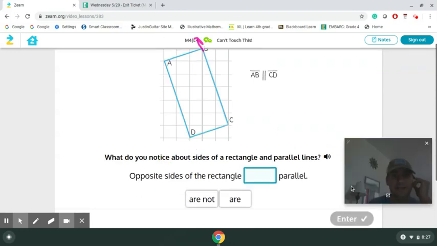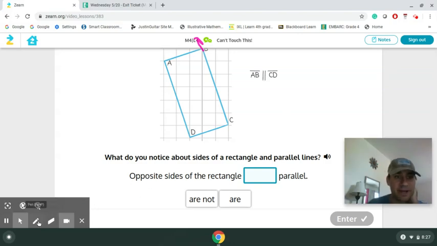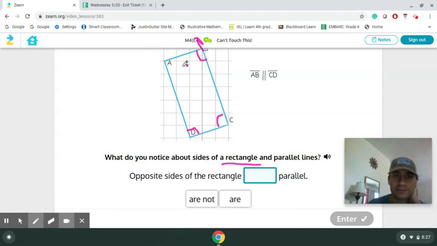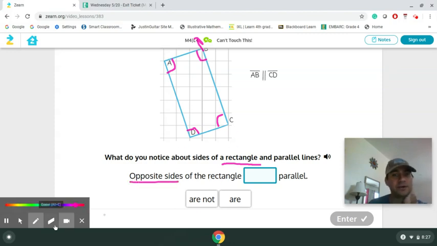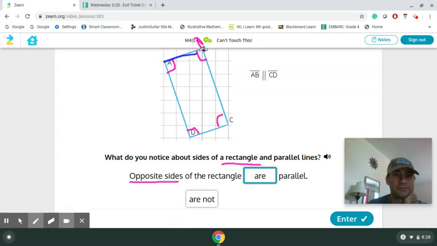What do you notice about the sides of a rectangle and parallel lines? So we have a rectangle here. It's a rectangle because it has 4 right angles. Opposite sides of a rectangle are parallel. Opposite sides are parallel. So our top and our bottom, and then our left and our right. Opposites will be parallel.